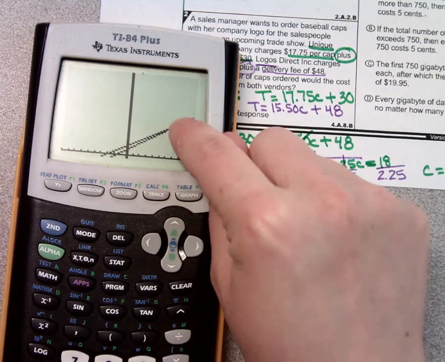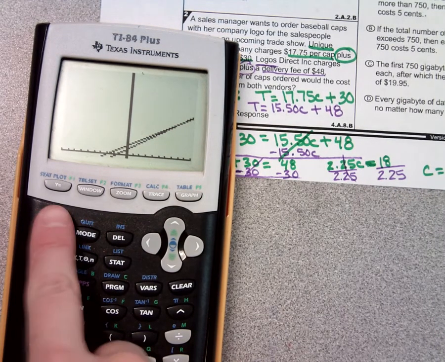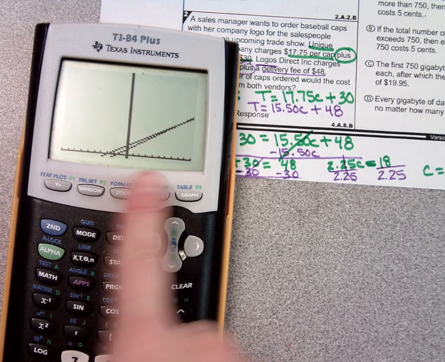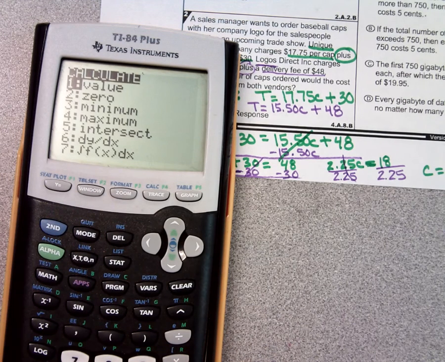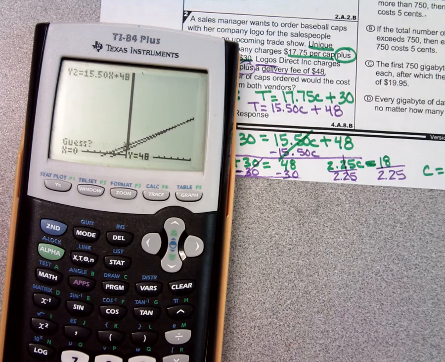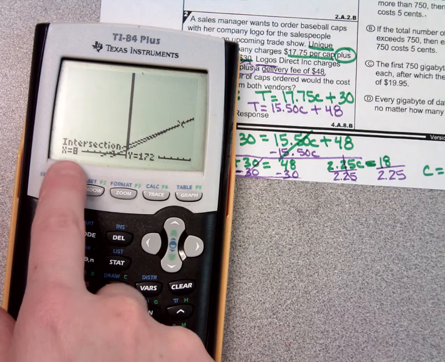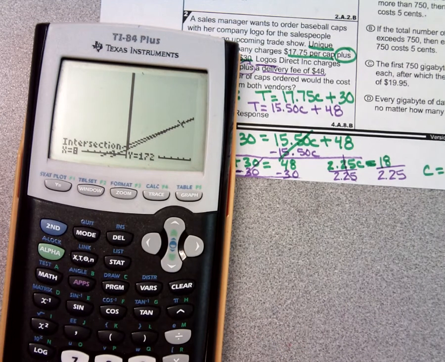Yes, they intersect right there. So if I want to make the calculator do it for me, this is when I go second, trace, 5, enter, enter, enter. Or second, calculate, because I want the calculator to calculate something for me. The reason for number 5 is because I want to know where they intersect. And then enter, enter, enter. And you can see, when they both order 8 caps, both of the companies have a cost of $172. So that's another way to do it.